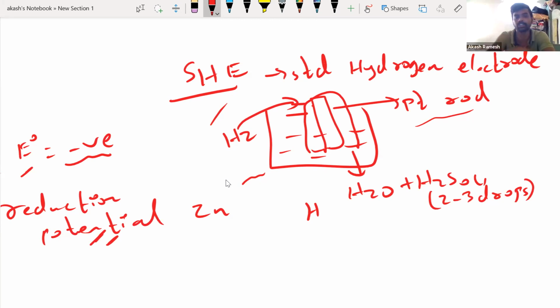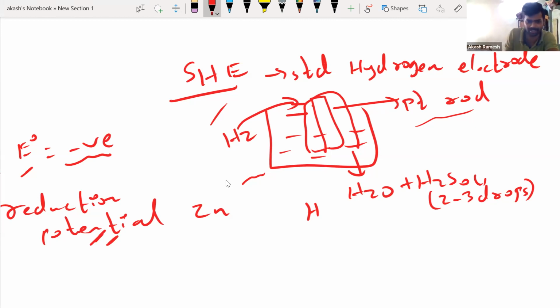Okay, first things first, which is more electropositive, zinc or hydrogen? Zinc, sir. Yes, zinc is more electropositive. So that should be anode. Yes, that should be anode. So zinc is more electropositive.